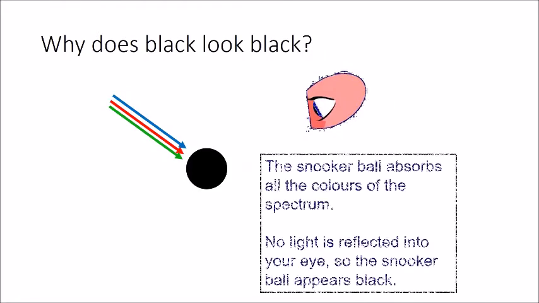And then last but not least, why does something look black? It's because the black snooker ball, number 8, if you've ever played pool before, absorbs all the colors of the spectrum, so no light is reflected to your eye, so that's why it appears black. It's because it is reflecting none of the colors of the spectrum.